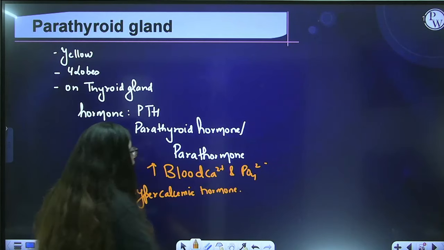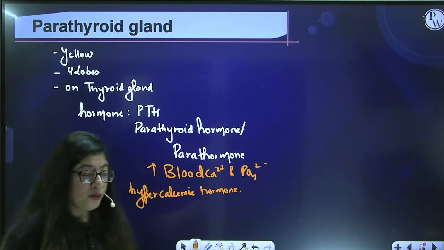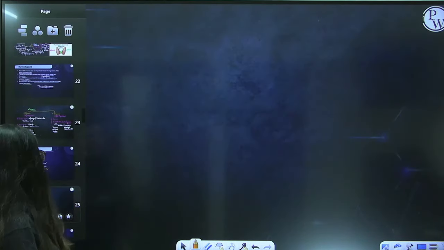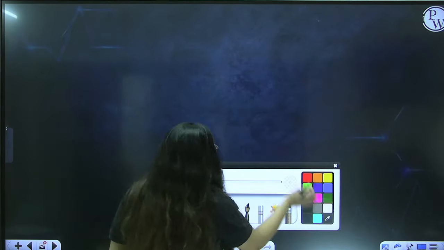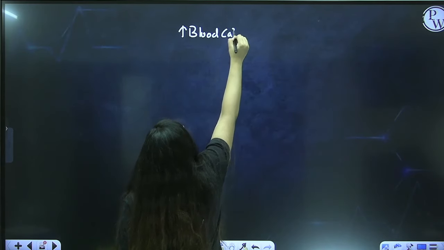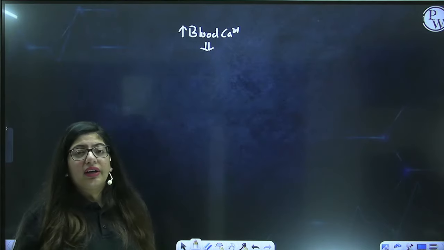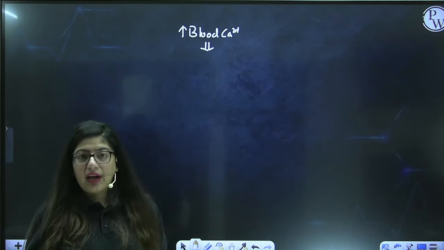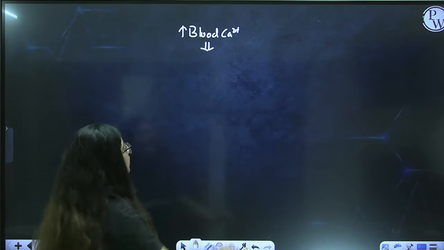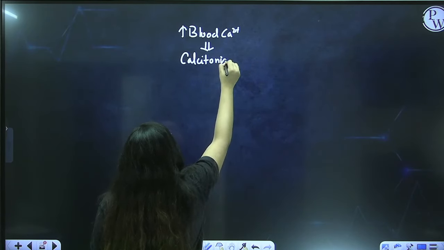All right. Now, how do calcitonin and PTH help in calcium homeostasis or regulation? Let's see how they function. For example, you have a high blood calcium level. Right now, imagine any person has a high blood calcium level. Now, this will stimulate the parafollicular cells of the thyroid gland, and they will secrete the hormone calcitonin.